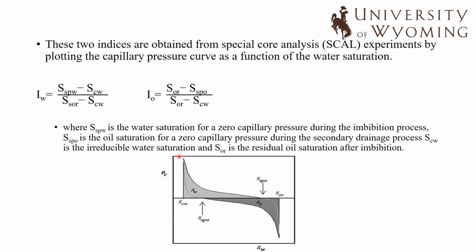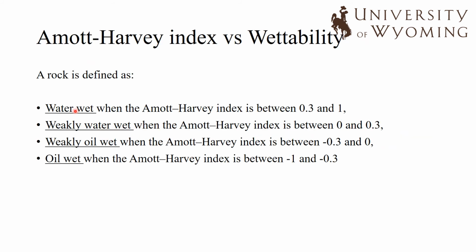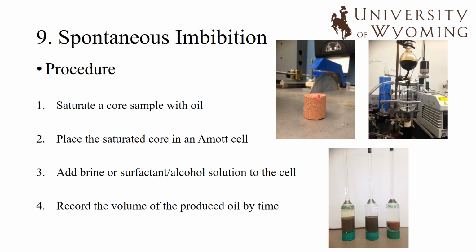Once we use those four values in these two equations, we will get the water index and the oil index, and then we can get the Amott-Harvey index. So in the end, we can say that the rock is water wet if the Amott-Harvey index is between 0.3 and 1, weakly water wet between 0 and 0.3, weakly oil wet between -0.3 and 0, and oil wet between -0.3 and -1. So in order to do this in the lab, we'll just do a simple experiment.